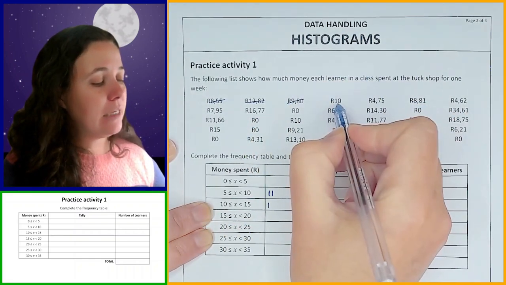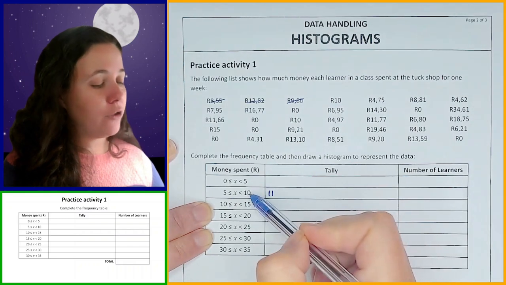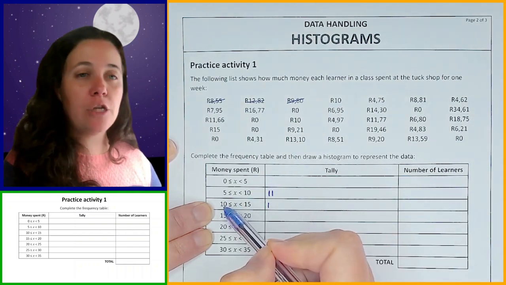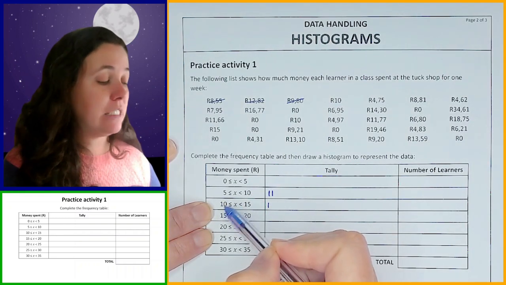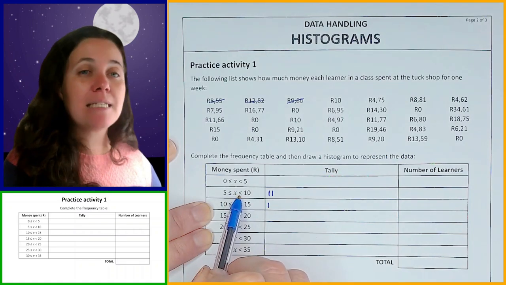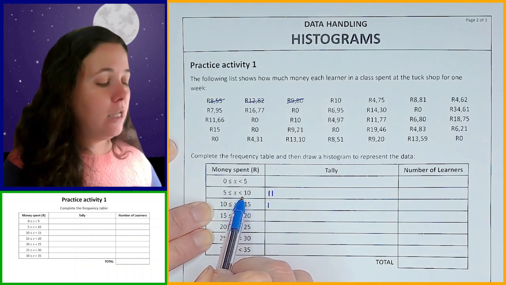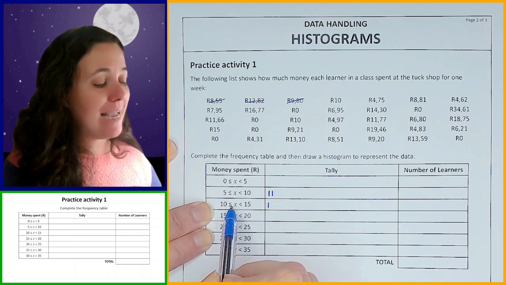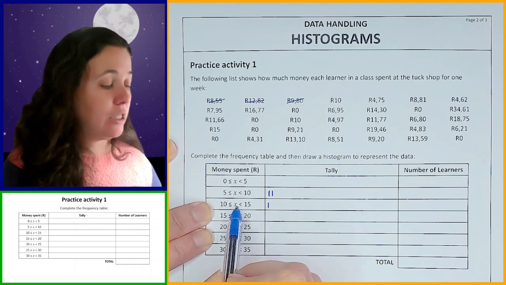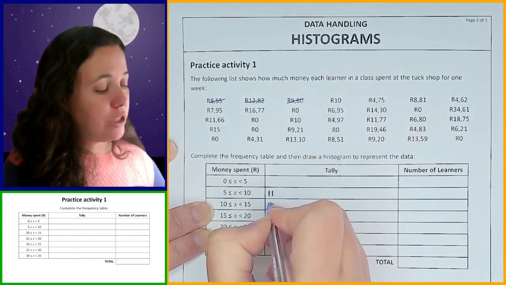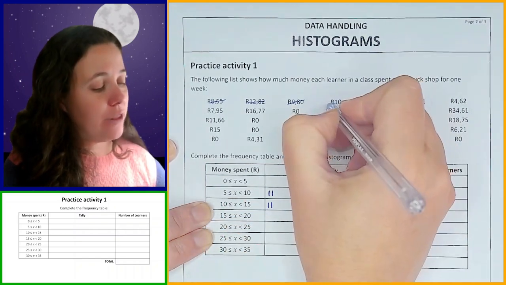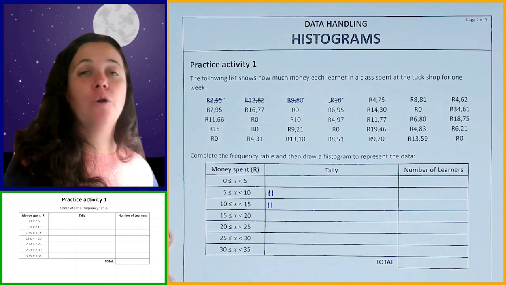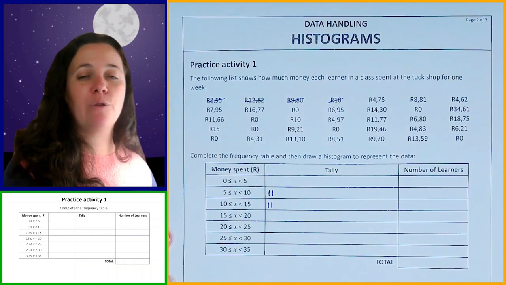Now this one over here, 10 rand, be careful. I've got a 10 over there, and I've also got a 10 over there. I have to make sure I put it into the correct interval. Remember, this one is less than 10. It's not equal to 10. So the 10 isn't going to go in this one, it's going to go in this one, because x can be equal to 10 in this interval. So the 10 is going to go in this interval over there, and then I cross that out. Okay, so now I've started you off, so I'm going to give you 3 minutes to complete this frequency table by yourself.